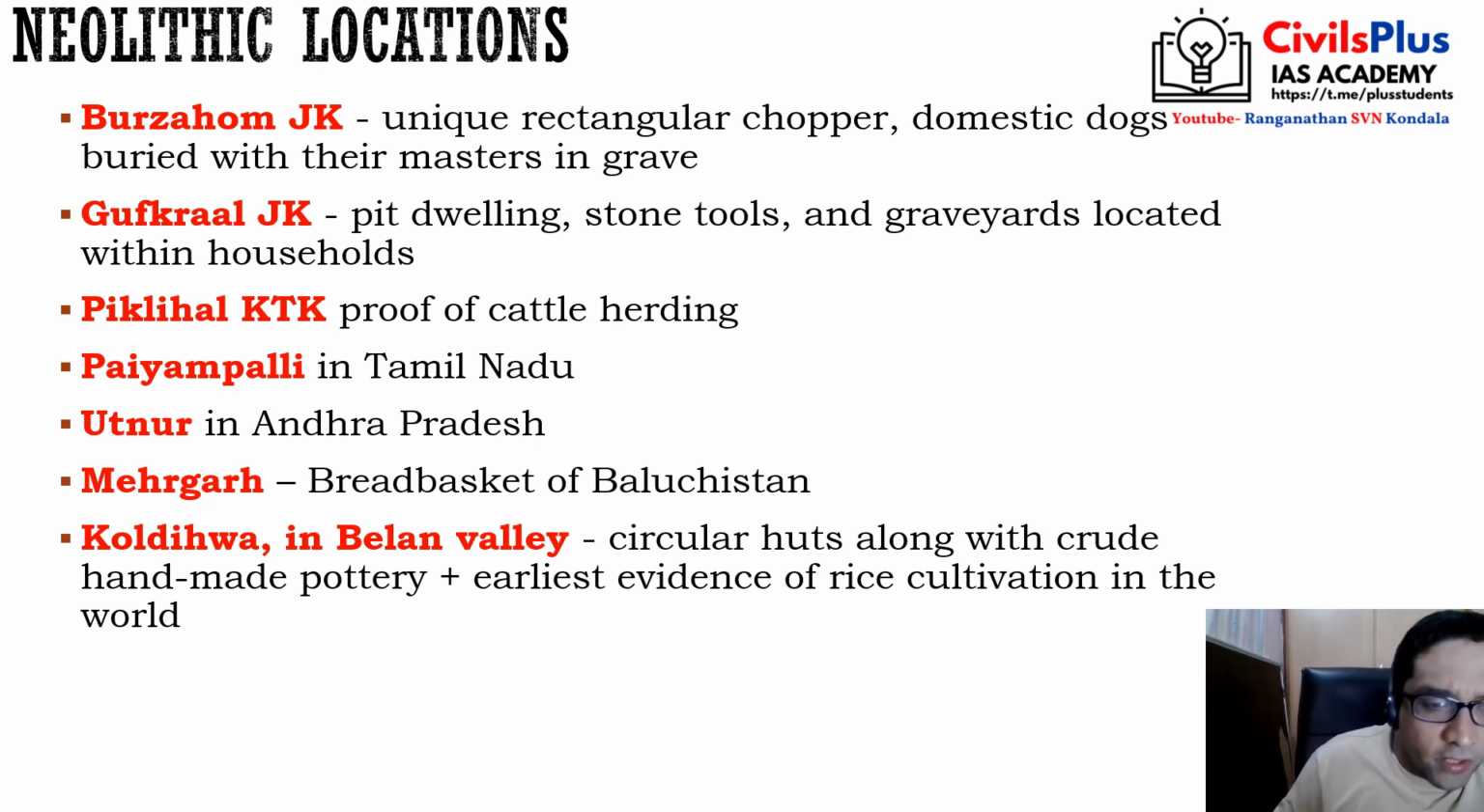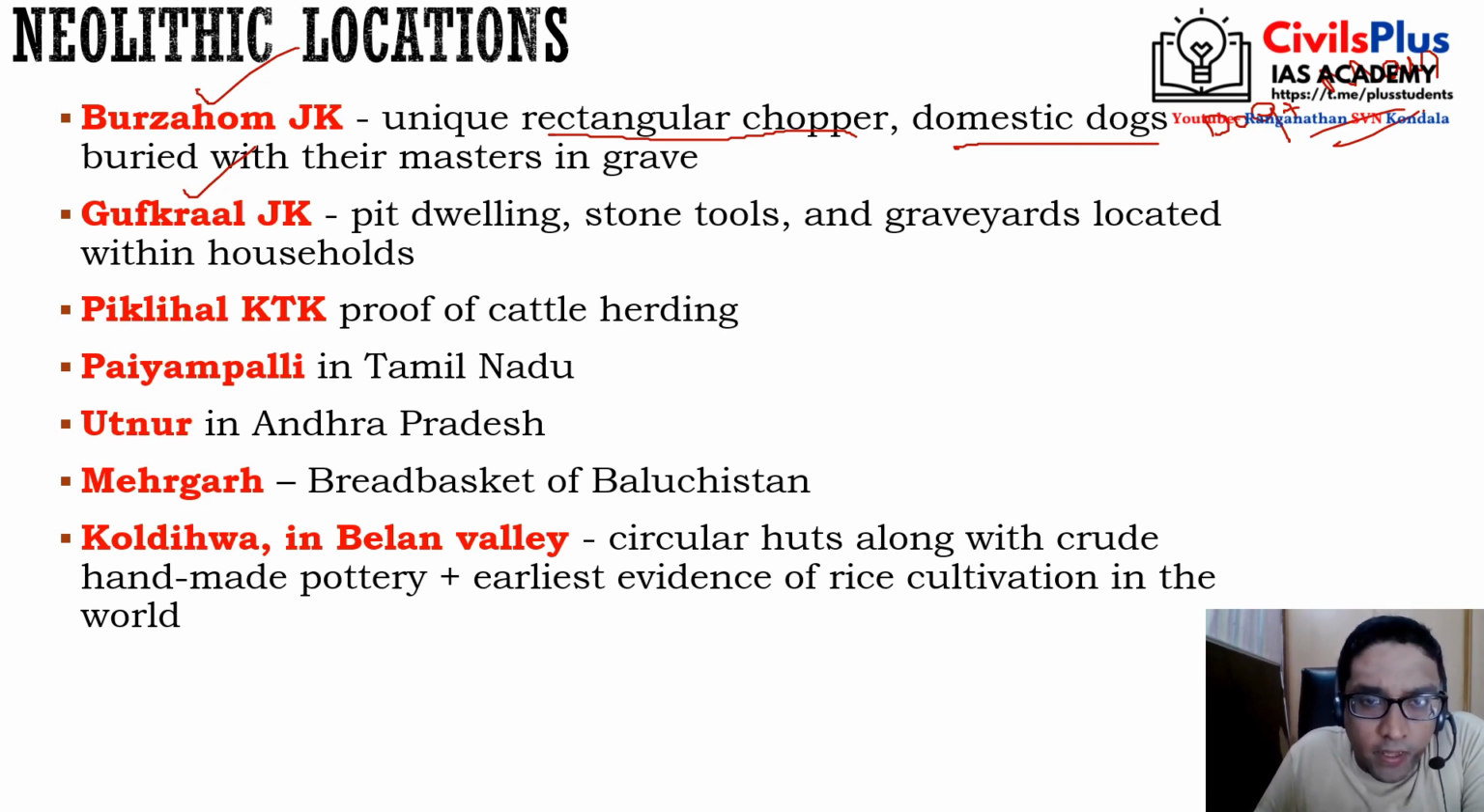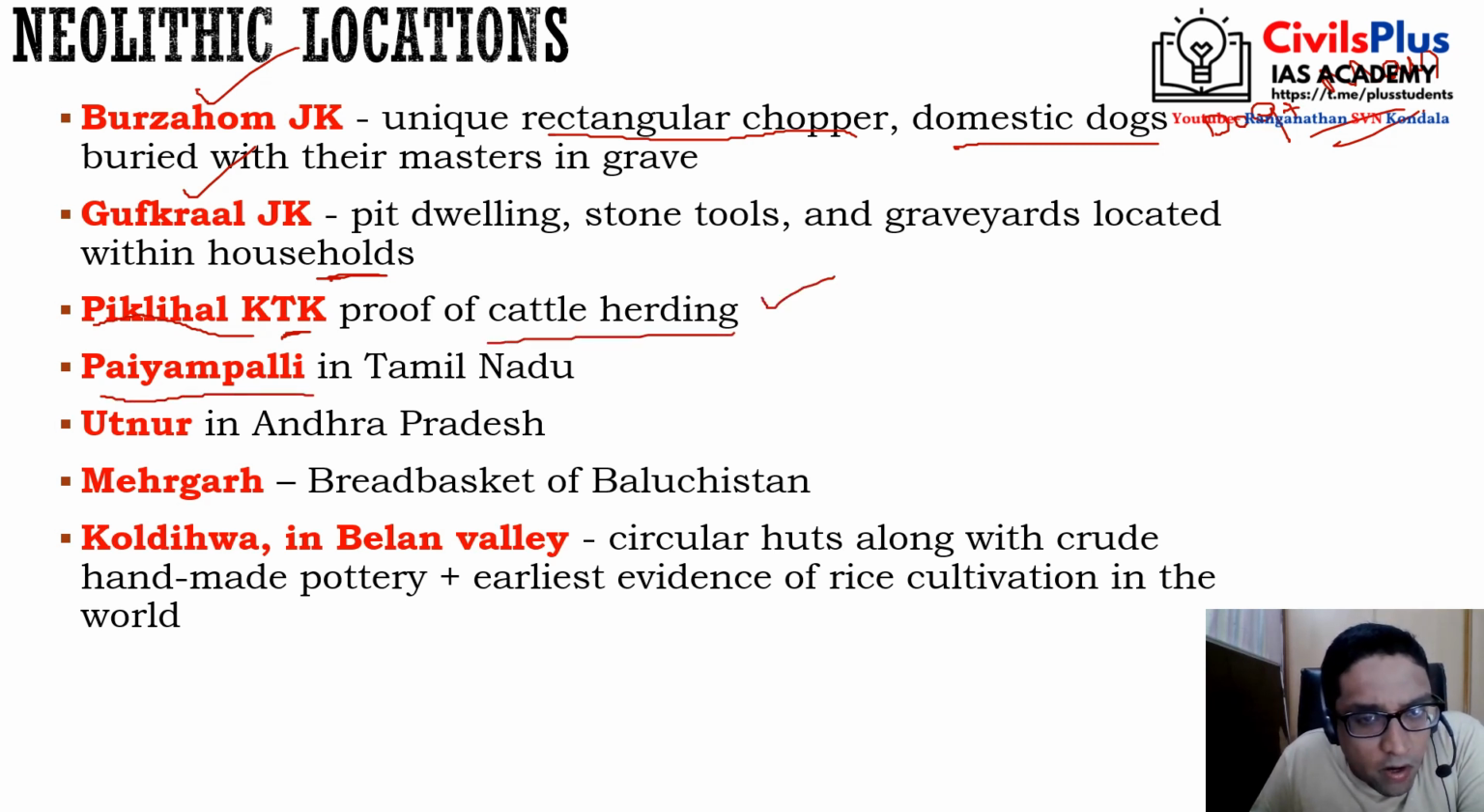Some of the Neolithic locations are Burzahom in Jammu and Kashmir and Gufkral in Jammu and Kashmir. In Burzahom, we see rectangular choppers and domestic dogs buried with their masters. This is one of the first places where we have evidence of dog and man friendship, or animal domestication. Gufkral has pit dwellings, stone tools, and a graveyard located within the households. Piklihal in Karnataka: cattle herding proof comes from Piklihal. Paiyampalli in Tamil Nadu. Utnur, Andhra Pradesh.